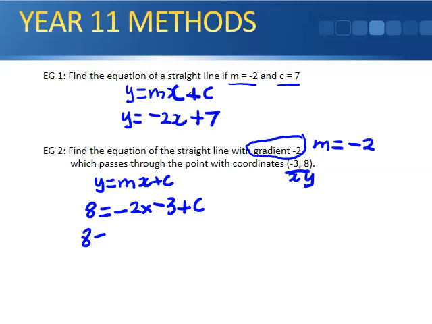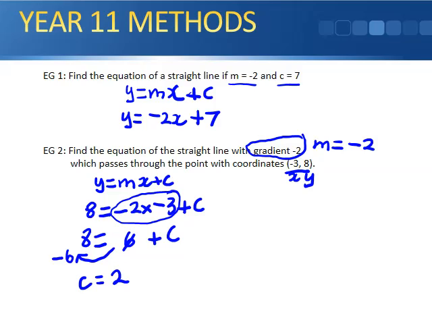So I get 8 equals, I'm able to work this out, -2 times -3 gives me +6. And then to find my c, I have to get rid of that +6, so it becomes -6. It's gone from here. And I get c equals 8 minus 6 is 2. Therefore, my rule is y equals, and remember, y equals mx plus c. So we get y equals, our gradient is -2, they give us that, so -2x, and my c is +2.